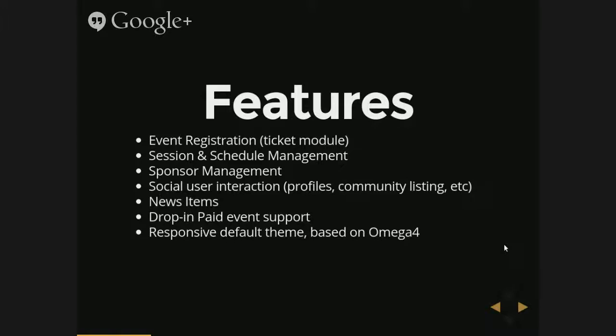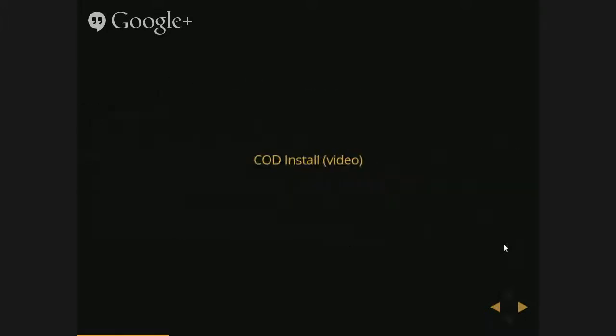You can set them up if they're a lead and convert them and sell your sponsorships online. Social user interactions, community listing, profile fields, like what's your Twitter handle, news items for putting out news posts, drop-in paid event support. Out of the box, so if you're selling tickets, it's stupid easy to do. And there is even a responsive default theme based on Omega 4. So COD has a lot of features out of the box.